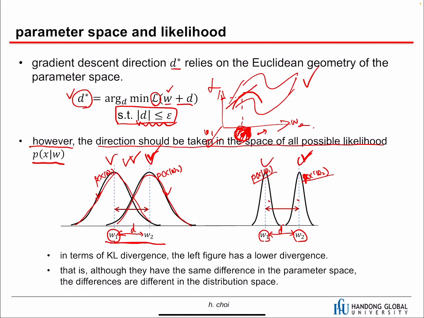Natural gradient argues that we have to consider this situation, so we will take this likelihood divergence into account. As I said, in terms of KL divergence, the left figure has a lower divergence. So although they have the same difference in the parameter space, the differences are different in the distribution space.